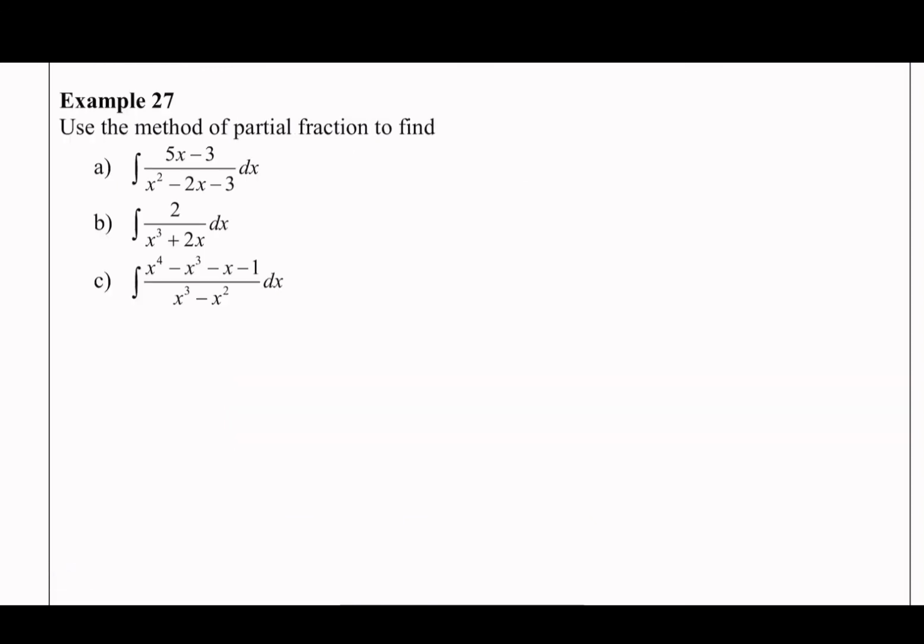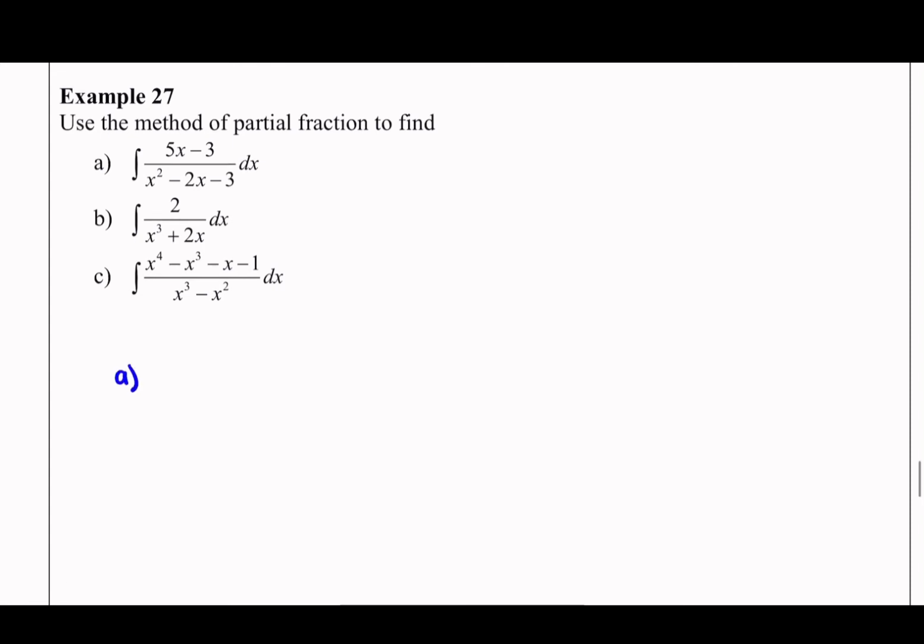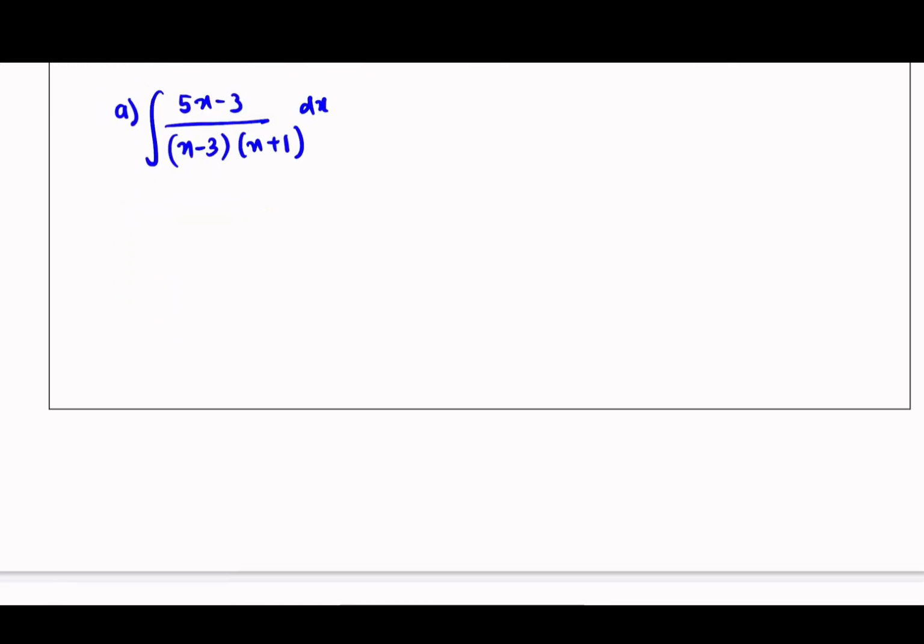So kita buat yang soalan yang a ni. So first of all, untuk a ni yang kat bawah ni kita kena factorizekan dia dahulu. So kita akan dapat sini 5x minus 3 over x minus 3 and x plus 1. So integrate. Okay, so kita nak cari the integration of 5x minus 3 over x minus 3 times x plus 1. So ini kita kena guna partial fraction. Okay, so first of all kita buat secara general dahulu, cari dulu partial fraction. So ini akan jadi A over x minus 3 plus B over x plus 1.